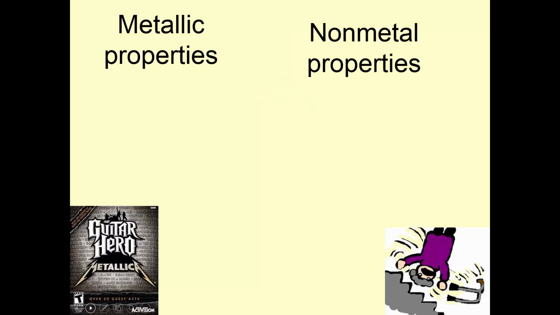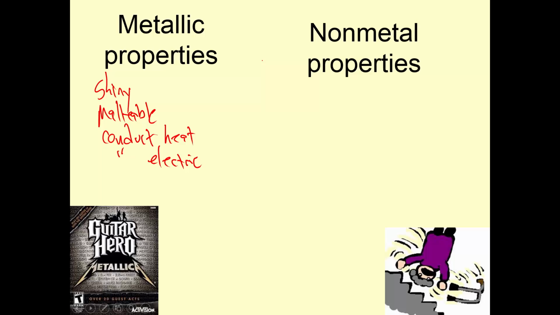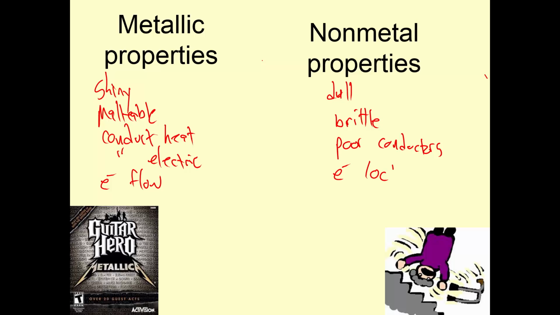So let's go over what those properties are. Metallic properties. They are shiny. They are malleable. They conduct heat and electricity. They have electrons that flow. Non-metals are dull, brittle, poor conductors, and electrons are locked in bonds.